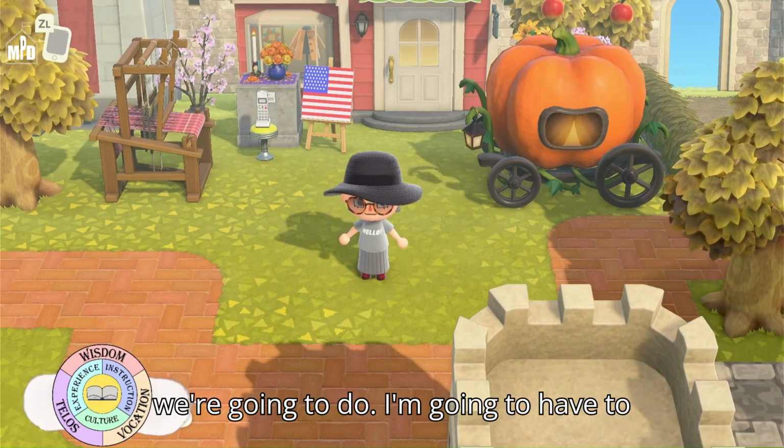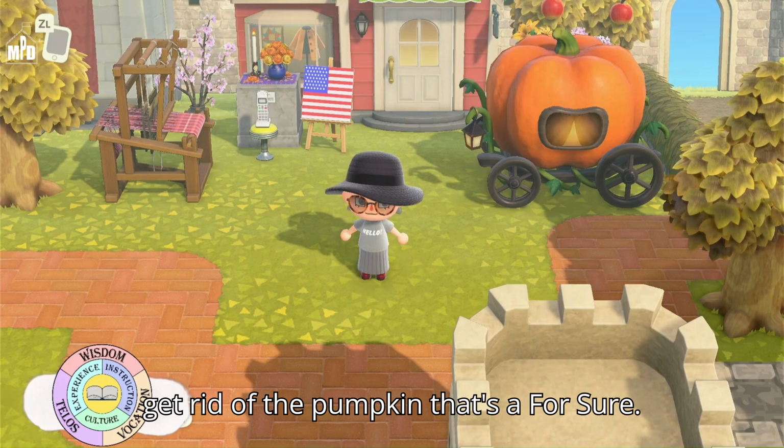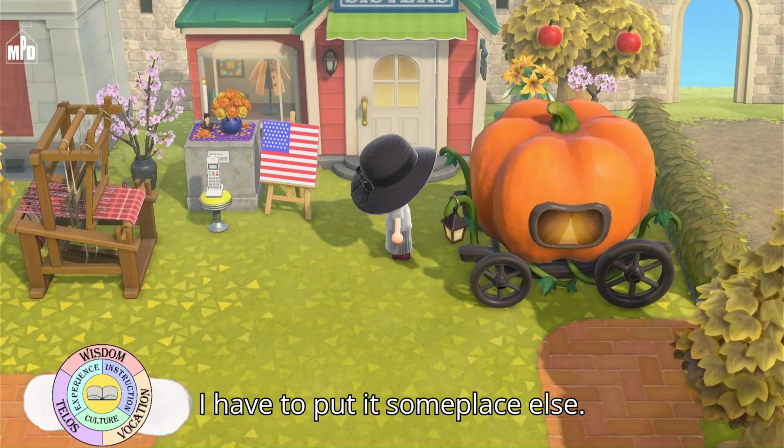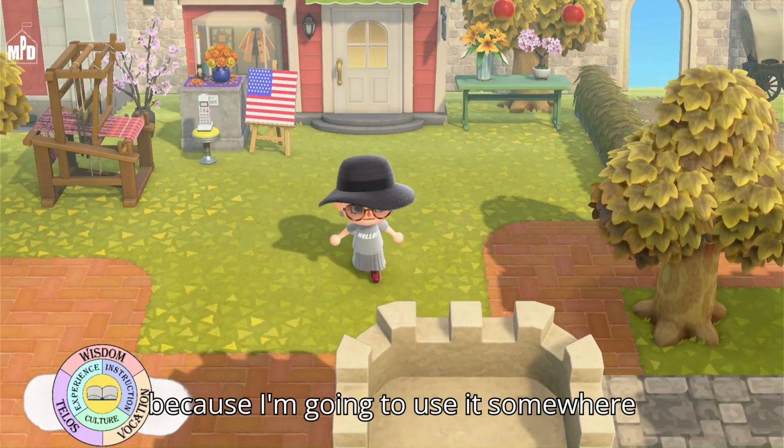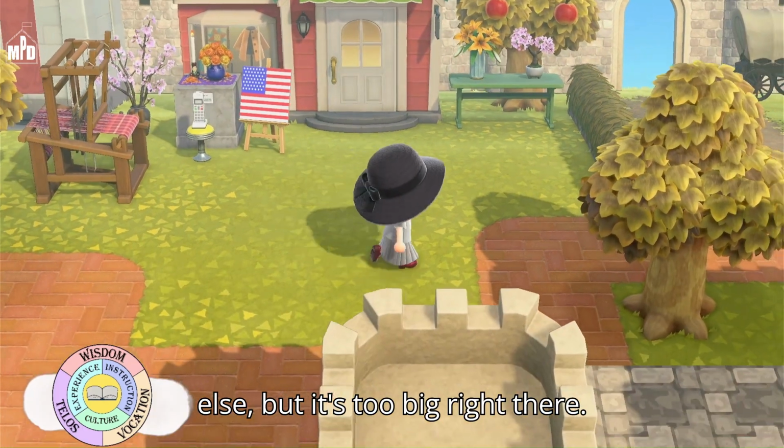And what are we gonna do? All right, we're gonna have to get rid of the pumpkin. That's for sure. I have to put it someplace else. I am going to put it someplace else because I'm going to use it somewhere else, but it's too big right there.